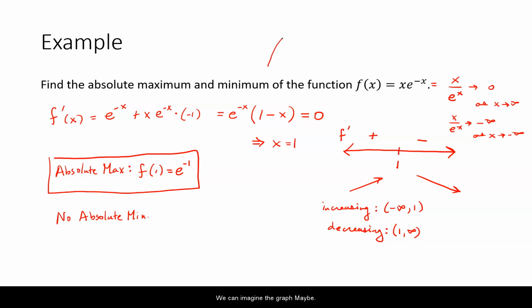We can imagine the graph maybe looks something like this, where it reaches that peak at x equals 1, but as it goes to the right, it'll tend towards 0, and as it goes to the left, it'll go to negative infinity.